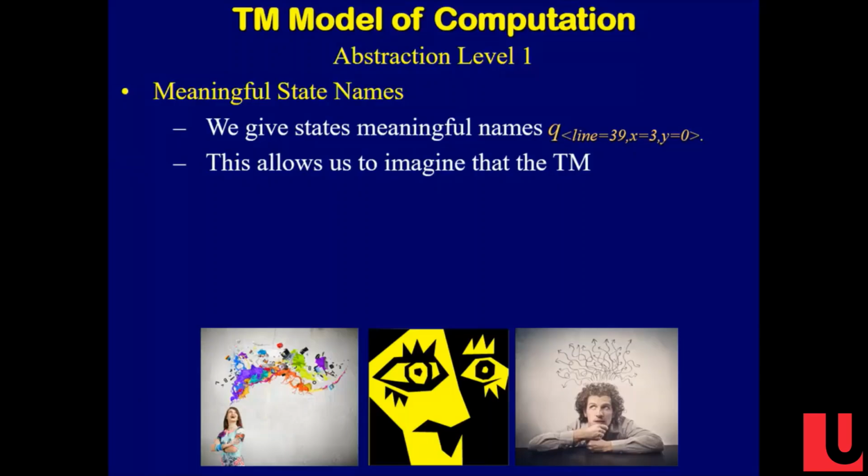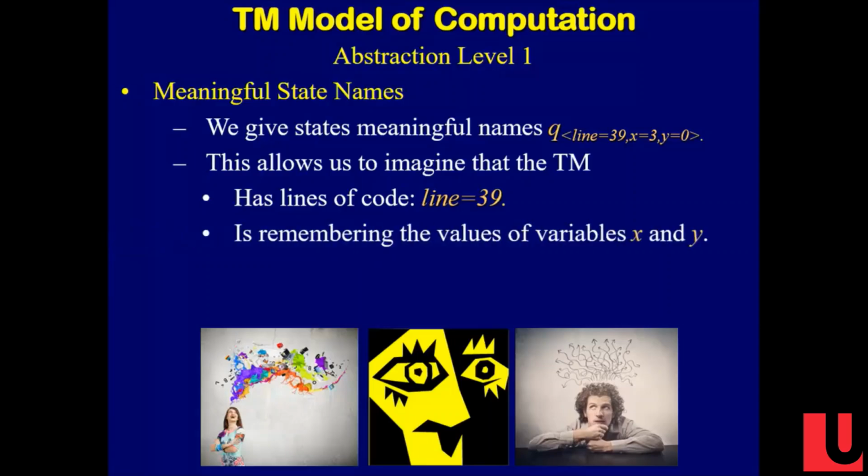So, right. But now, how does this change anything? Have we changed anything in the Turing machine? No. But how does it give us meaning? Well, we can now imagine that there's this thing called code, and we're on line 39 of it, right? We can imagine that the Turing machine is remembering the value of x and y, and currently x is 3 and y is 0. Right? We're imagining that. But it's all in our imagination. Right? Everybody good?